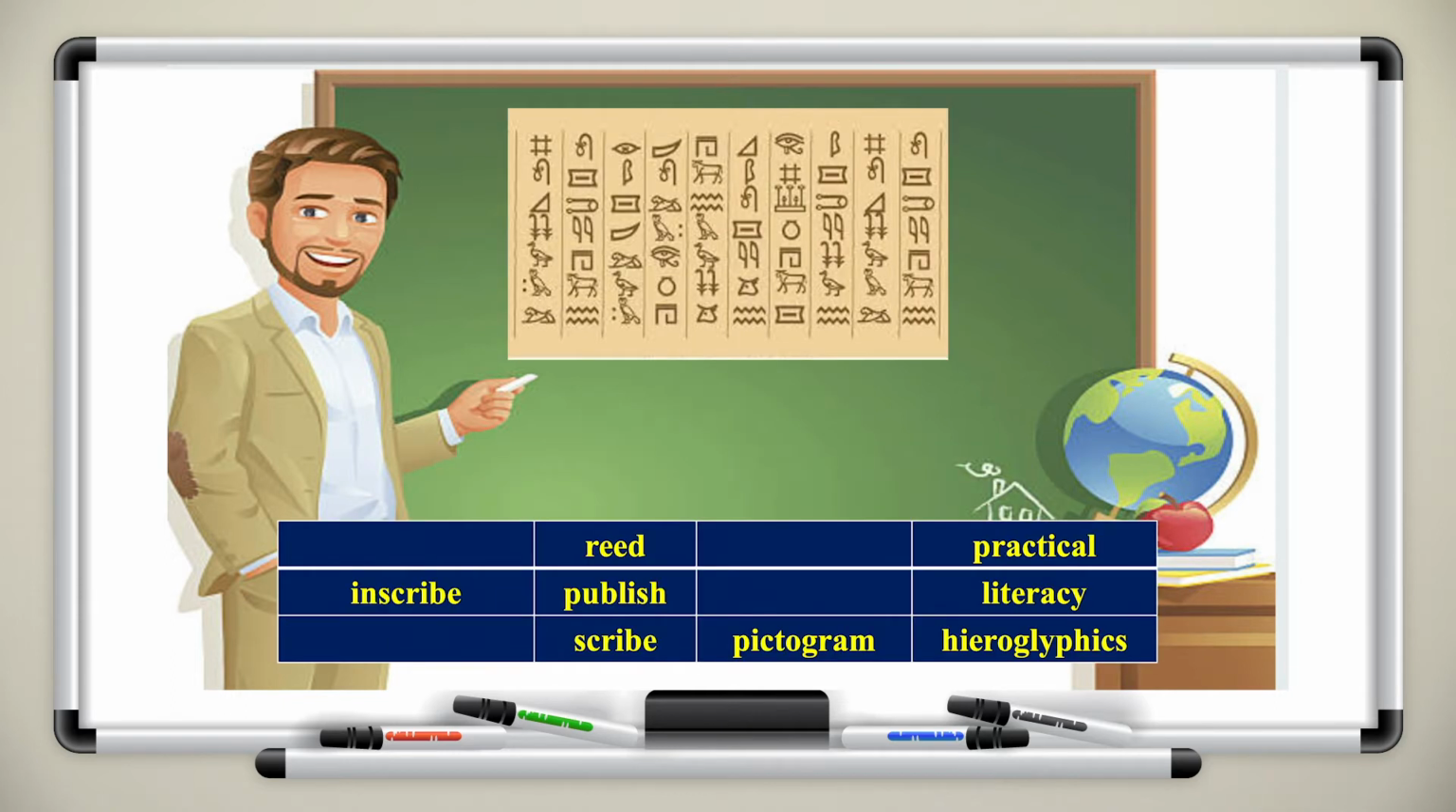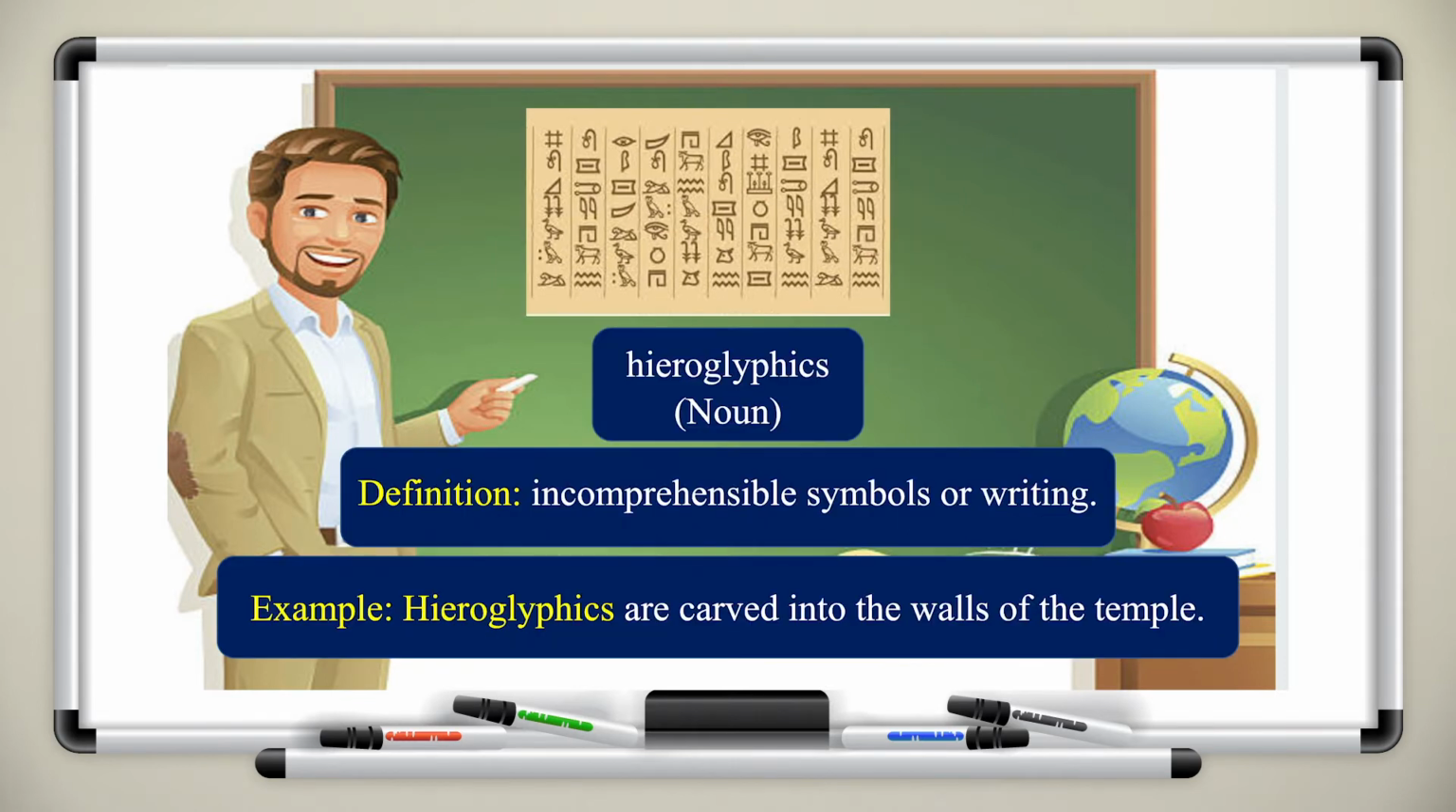Let's go to the next picture here, and we have symbols that are very well known and common in different cultures. With the previous cultures, we used to see them inside pyramids, let's say. I'm not going to say caves, but inside pyramids. It's the hieroglyphics. It's a noun. It means incomprehensible symbols or writing. For example, hieroglyphics are carved into the walls of the temple. Of course, it is found in Egypt, most likely.